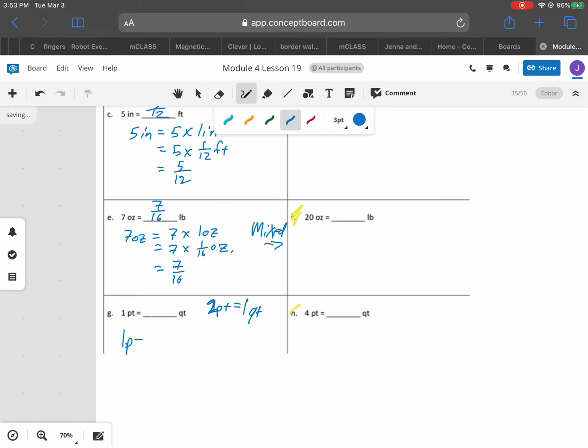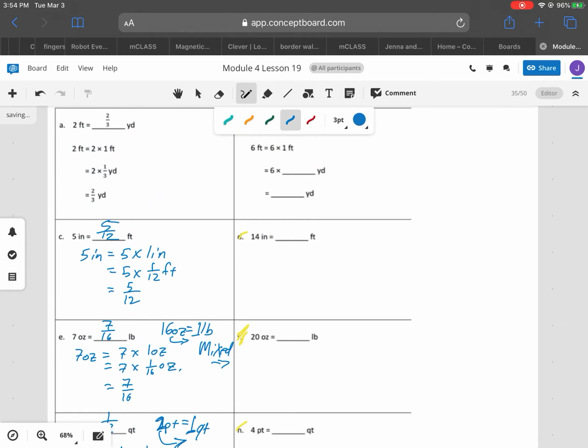All right, so now I have 1 pint is equal to 1 times 1 pint, which is equal to 1 times 1/2 of a quart. How do I know that? You basically put this one on top and this one on the bottom. Same thing over here. We have 16 ounces is equal to 1 pound. So we have the 1 on the top and the 16 on the bottom. All right, 1 times 1/2 is 1/2. So our answer here is 1/2 of a quart.